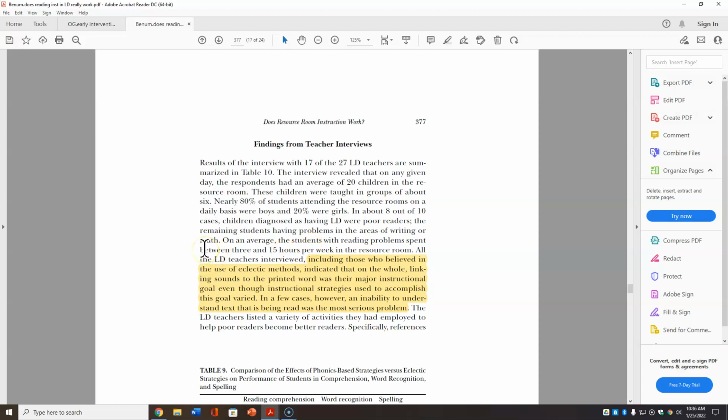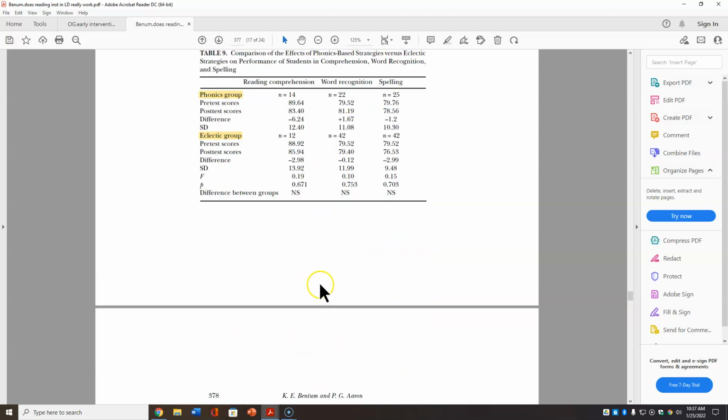All right, the findings from the interviews, and this is why it is so important to have qualitative data. Those who believed in the use of eclectic methods indicated that on the whole, linking sounds to the printed word was their major instructional goal, even though instructional strategies used to accomplish the goal varied. In a few cases, however, an inability to understand text that is being read was the most serious problem. So even though they had an eclectic view, it seems like they still viewed reading as sounding out words and engaged in mostly low-level instruction, and that will be important, as we'll see.